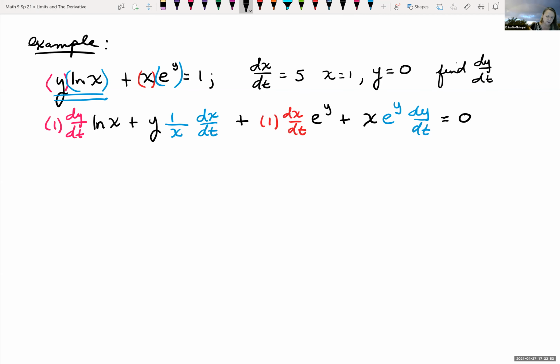So we want to find dy/dt. I'm going to underline every grouping that has a dy/dt in it. So here's one piece, and here's one piece. Anything that doesn't have a dy/dt, we want to get to the other side. And as I keep these two over here, I'm going to factor out a dy/dt from both of those.